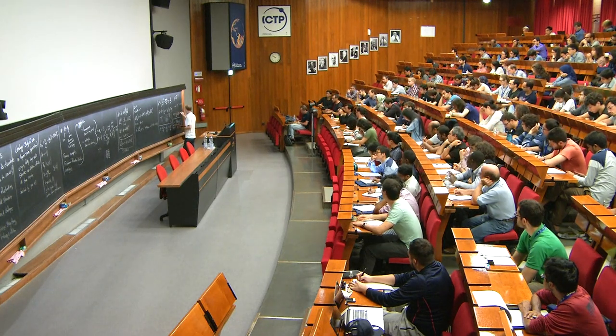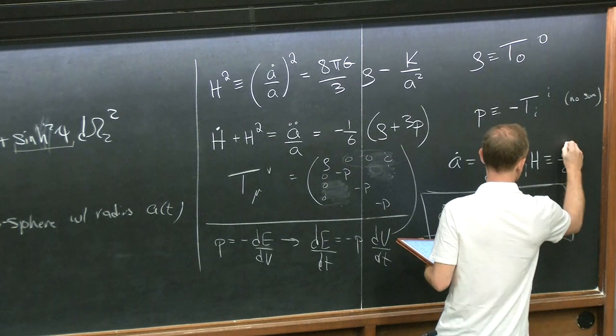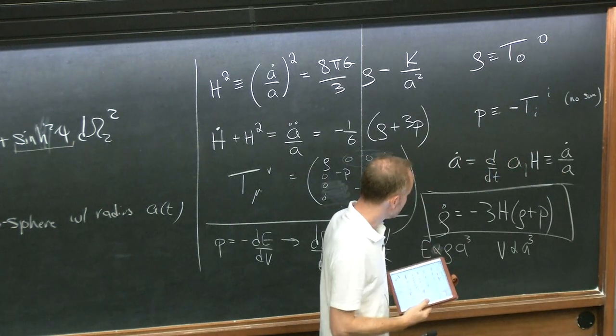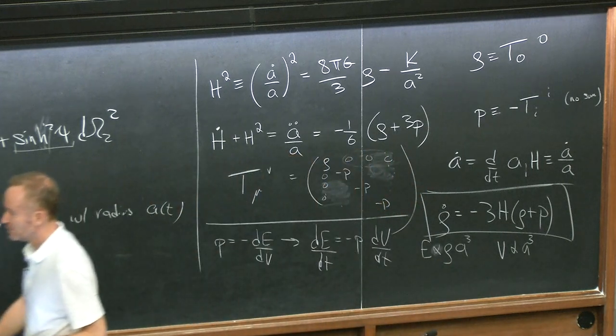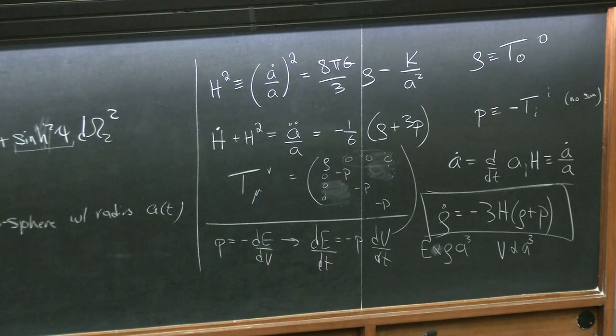Another thing to notice is this H, A dot over A. Note that it has units of 1 over time, which is 1 over distance, since we set c equal to 1.